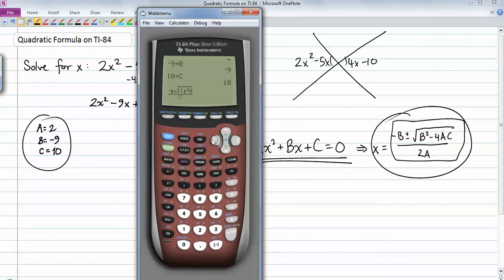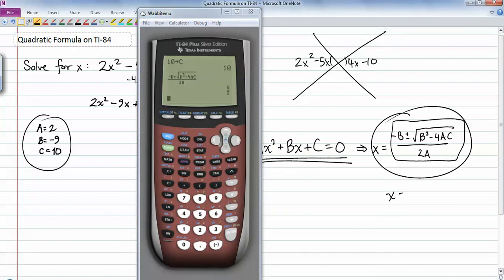Let me fix that. B squared, and then minus 4ac. And then all that's over 2a. Now, the way that I went down was I just hit the down arrow. So there it is, that's typed in. That's the plus version of this quadratic formula. If I hit enter, there's one of my answers. So I know x is 5 over 2 or 2.5.